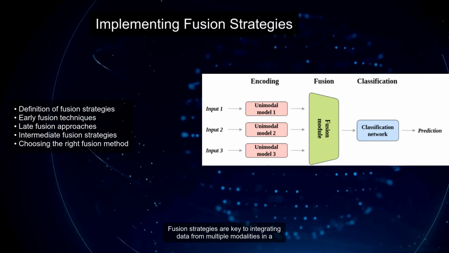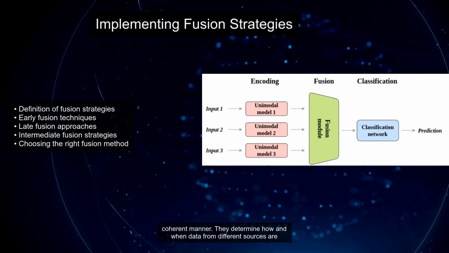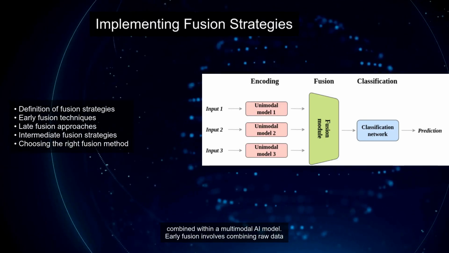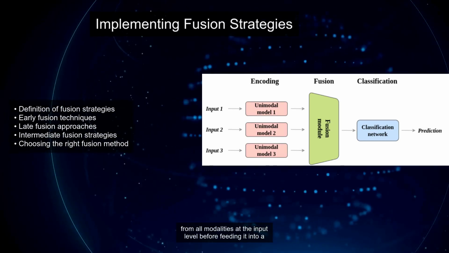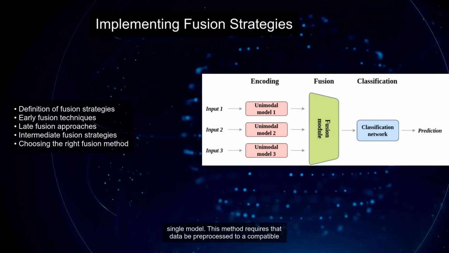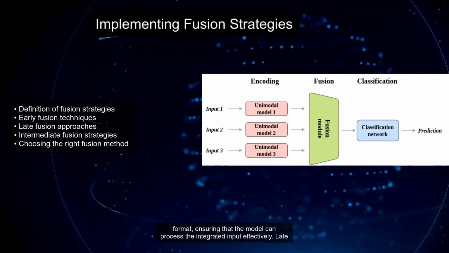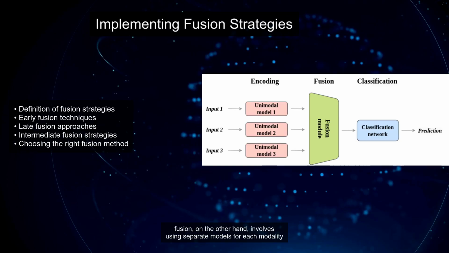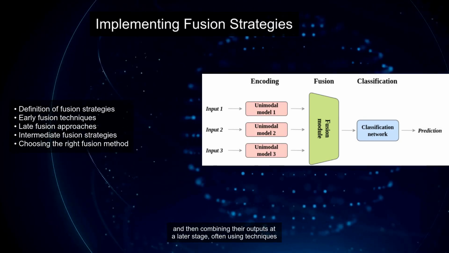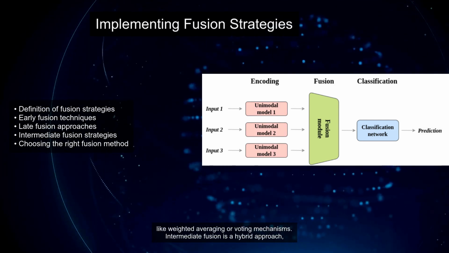Fusion strategies are key to integrating data from multiple modalities in a coherent manner. They determine how and when data from different sources are combined within a multimodal AI model. Early fusion involves combining raw data from all modalities at the input level before feeding it into a single model. This method requires that data be preprocessed to a compatible format, ensuring that the model can process the integrated input effectively. Late fusion, on the other hand, involves using separate models for each modality and then combining their outputs at a later stage, often using techniques like weighted averaging or voting mechanisms.